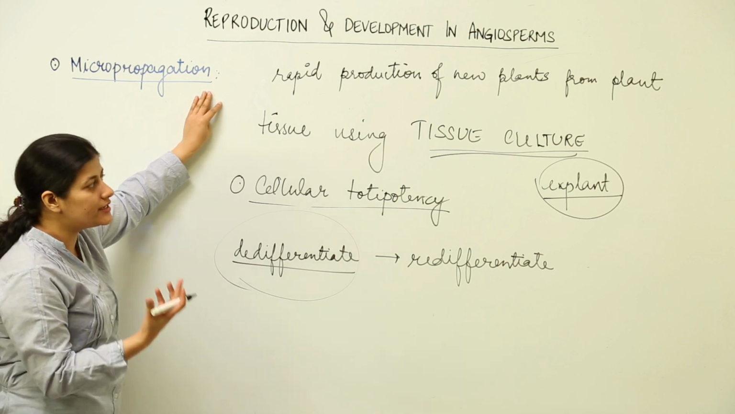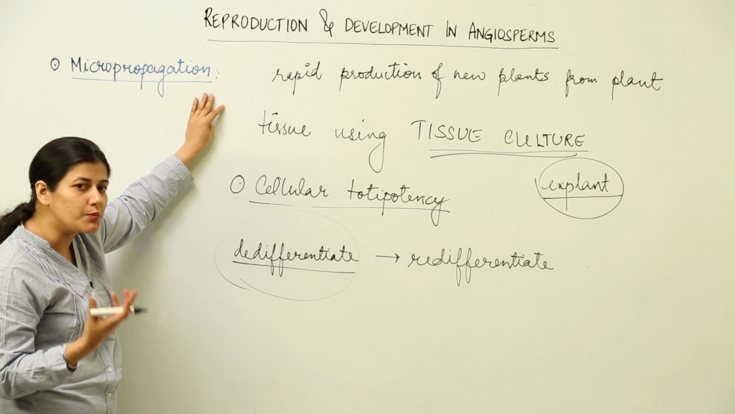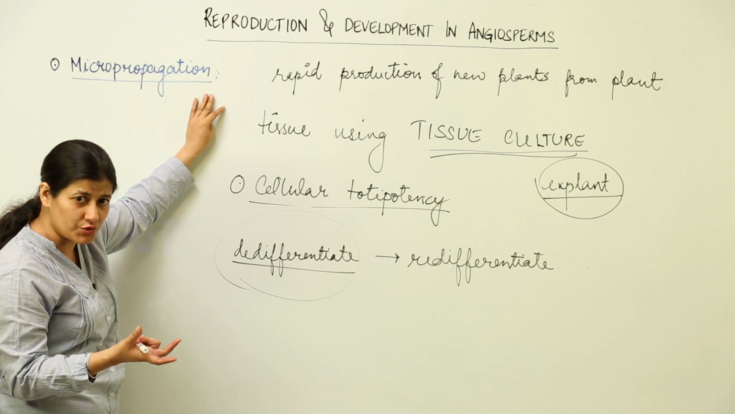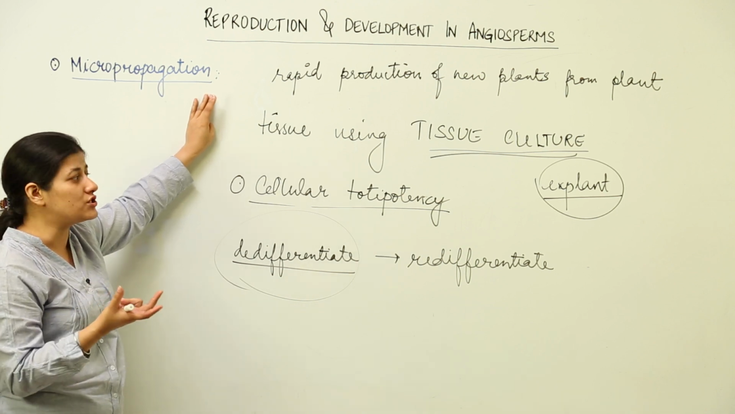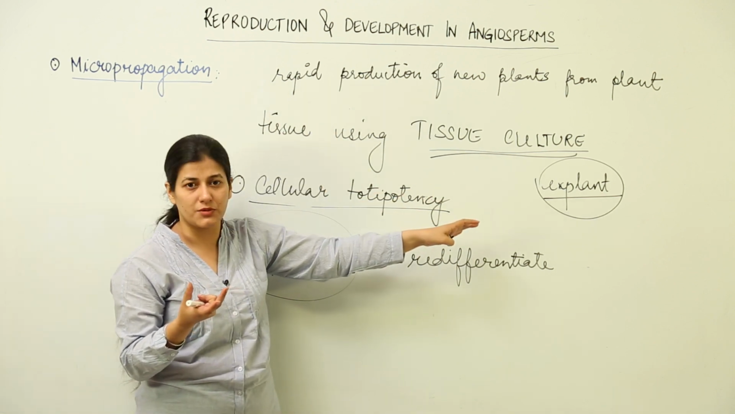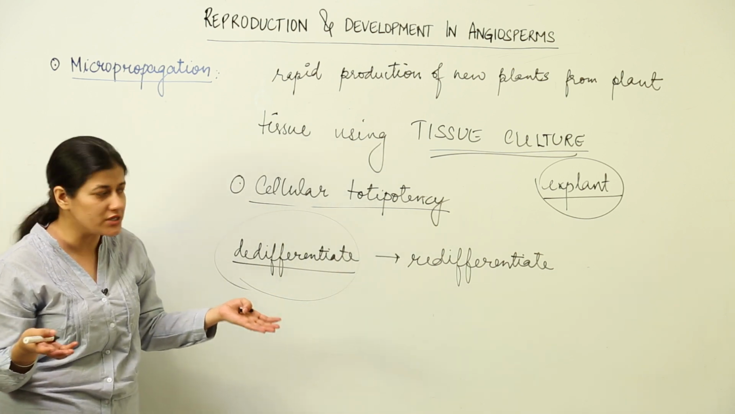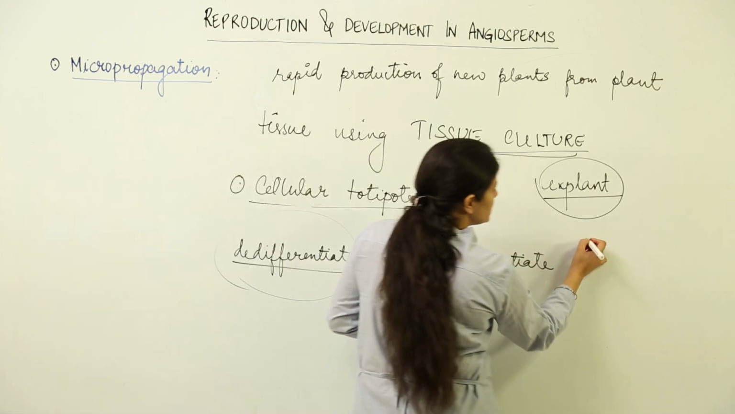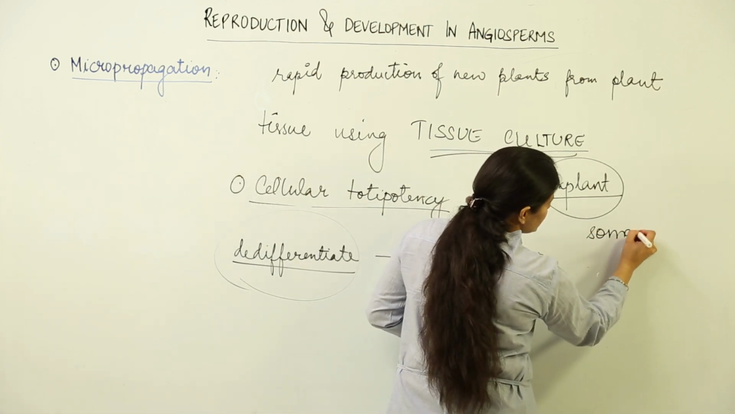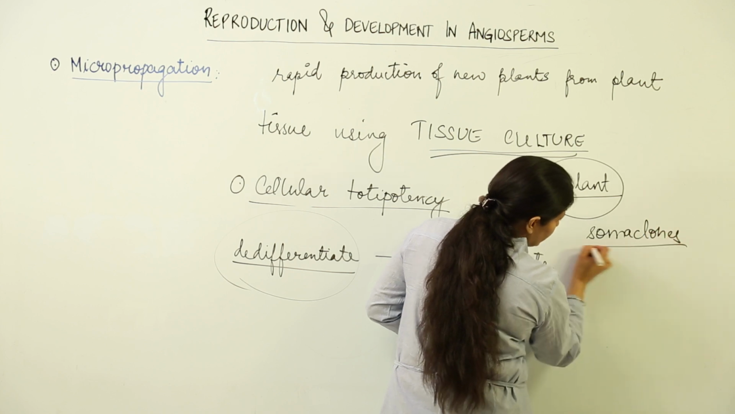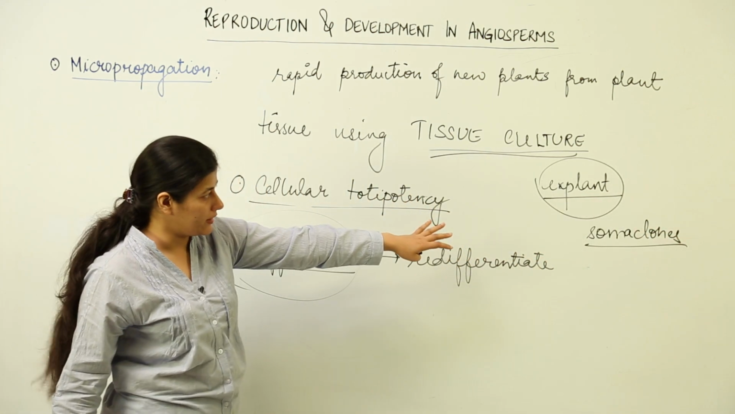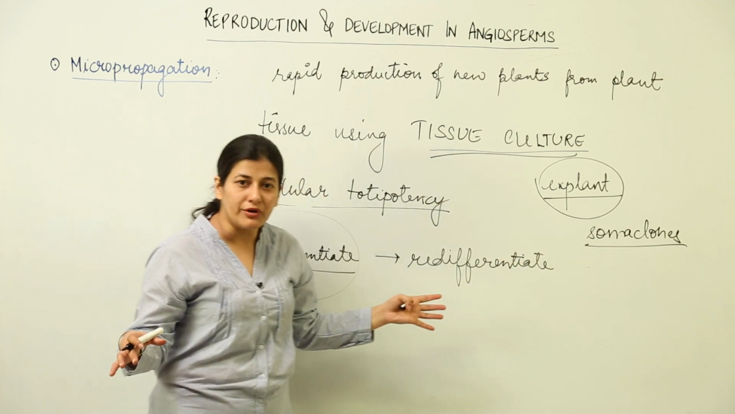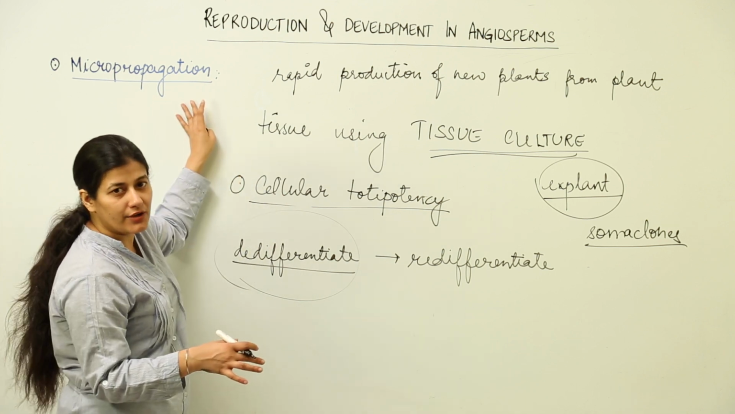Inside the lab you provide the tissue culture, which is properly aerated and provided with the nutrient medium wherein there are plant tissues. Those plant tissues can give rise to the explants, and when the explants are produced, you can get as many explants as you want. All those explants would be similar, they would be clones, and they would be called soma clones, because they are somatically generated clones. So there is formation of soma clones. Those soma clones are responsible for production of a number of plants, and this is known as micropropagation.